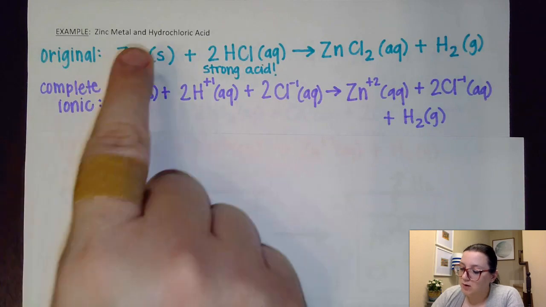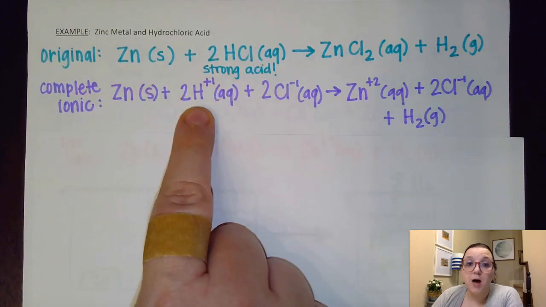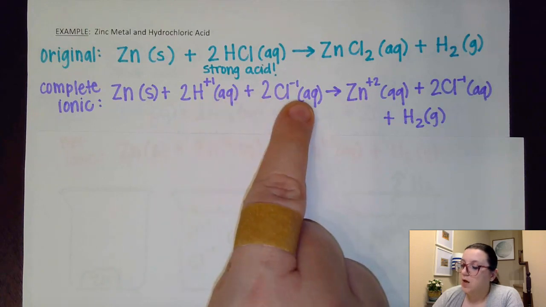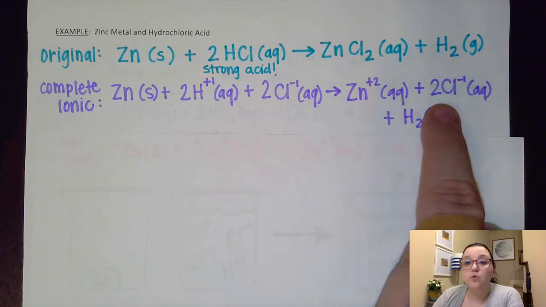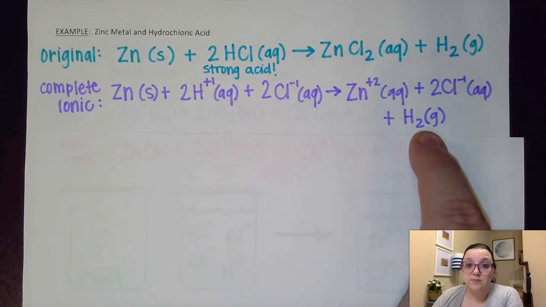So here's what I wrote. I wrote my zinc solid here. Then I had my HCl breaking up into 2 hydrogen ions and 2 chloride ions, both with aq. Zinc chloride would break up into 1 zinc ion and 2 chloride ions, and then H2, the hydrogen gas, would be just the same as it was previously.